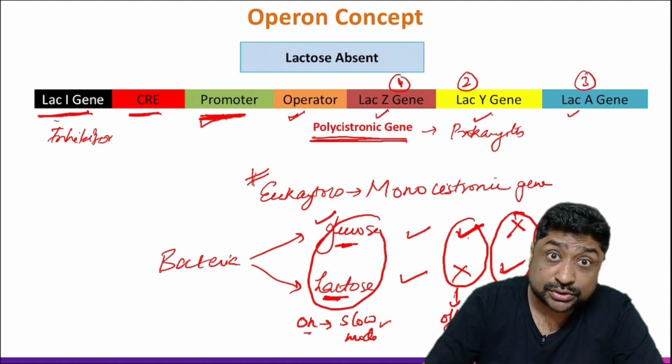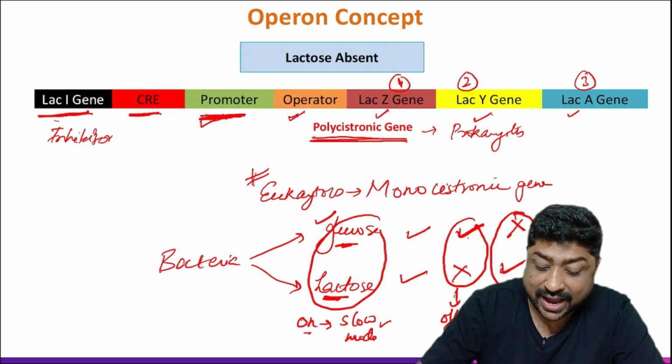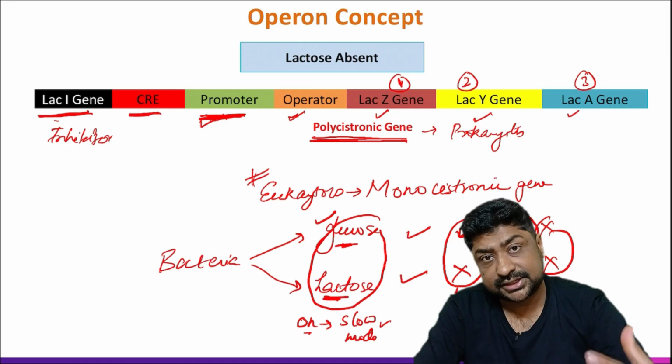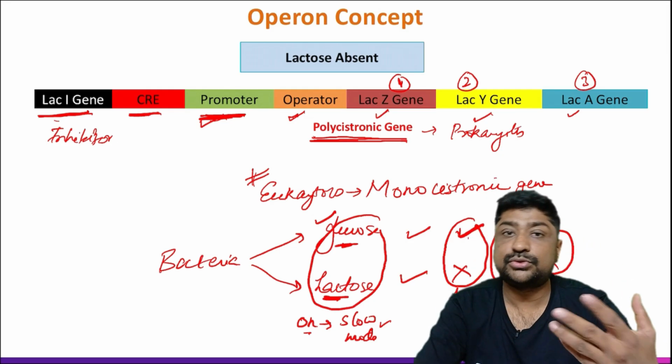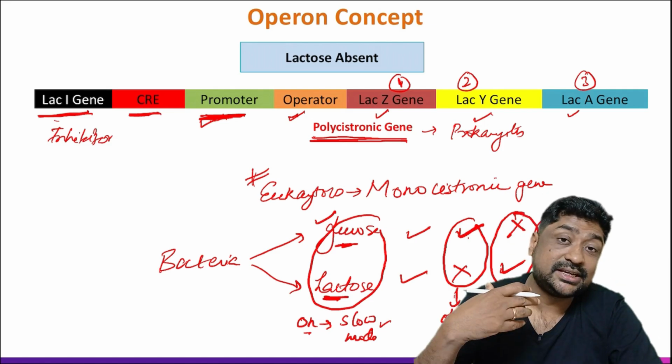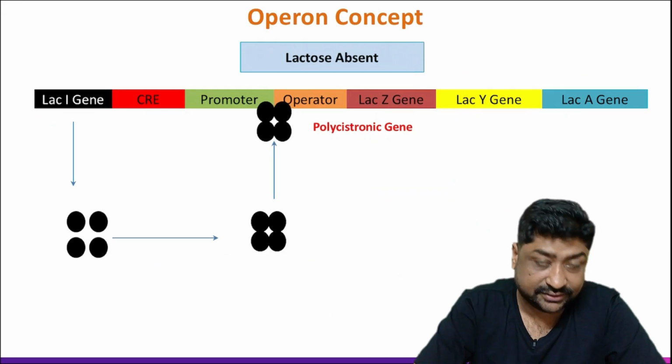When glucose is not there and lactose is there, it will be on in a very aggressive mode. And when both are not there, it will be off. This is just to say that when lactose is there, the bacteria should produce enzymes to digest the lactose, especially more when glucose is not there. So let's see how it is actually achieved.